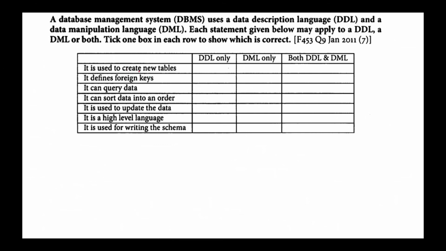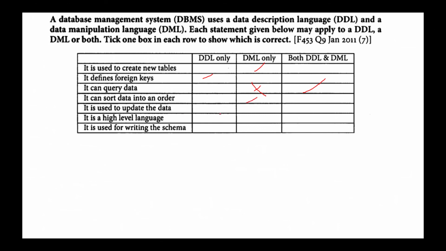So, is used to create new tables. That is data manipulation. Defines foreign key. DDL, that is just data definition. And then, can query data. Right, and so it defines the foreign key. It can query data. I'm going to do manipulation. Was it both? I'm going to do both. It can sort data into an order. That is data manipulation, I believe.